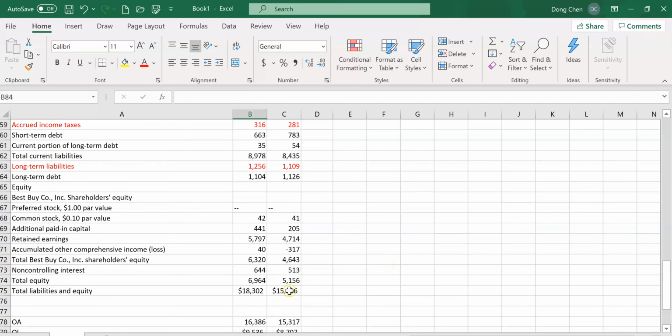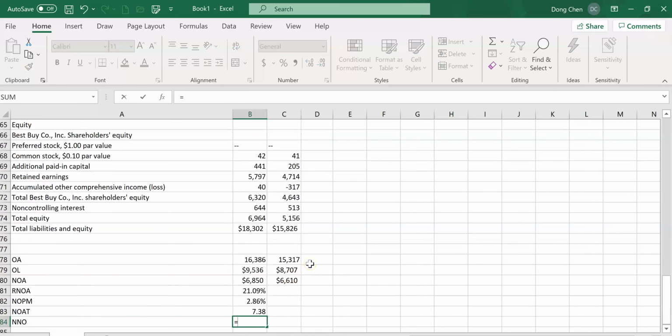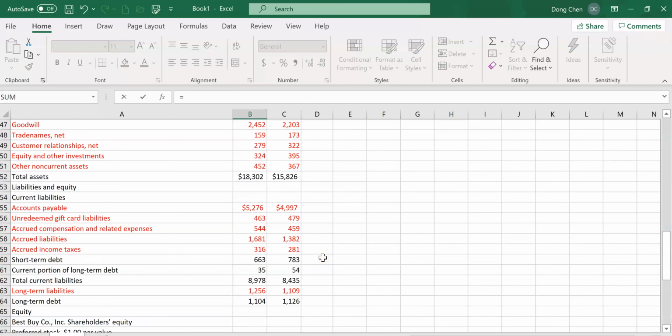So that means this is the difference between all the items on the liability side which are not marked in red, minus all the items on the asset side which are not marked in red. So I start from the liability side, which is the short-term debt, and then plus the current portion of the long-term debt, and then plus the long-term debt.